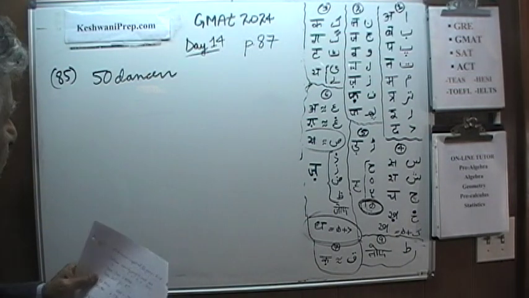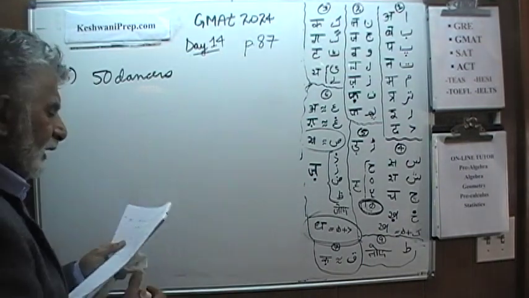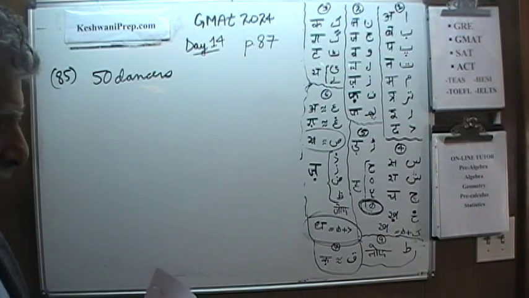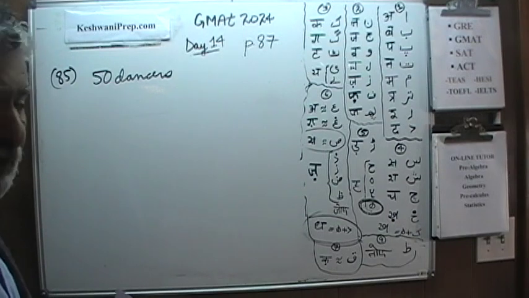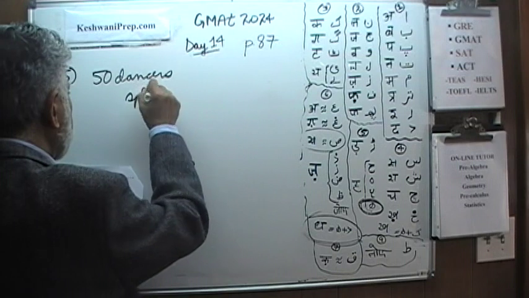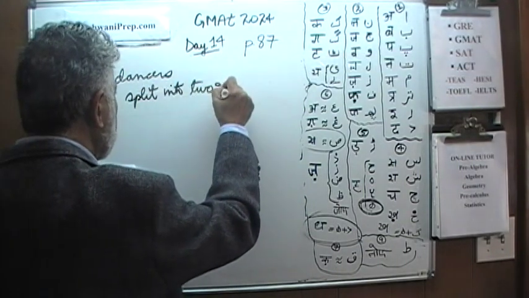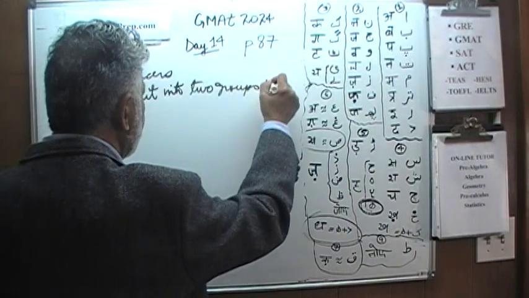85. In number 85, we are told that we are dealing with a dance company which has 50 dancers in it. The dance company consists of 50 dancers, and they are split into two groups, A and B.